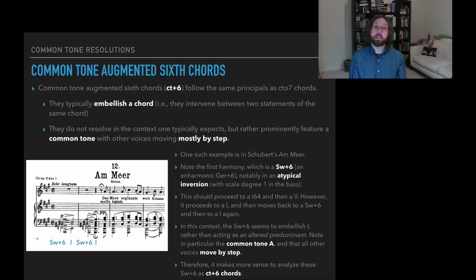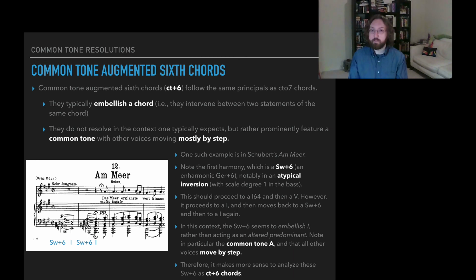Note the first harmony, which is a Swiss augmented sixth chord, that is, an enharmonic spelling of a German augmented sixth. Here we have A, F natural, A, B sharp, D sharp, and A. We should note that this comes in an atypical inversion with an A in the bass. This should then proceed, as we would expect, to a cadential 6-4, a 5, and then a 1. However, he moves directly to a 1 chord and then back to a Swiss augmented sixth.